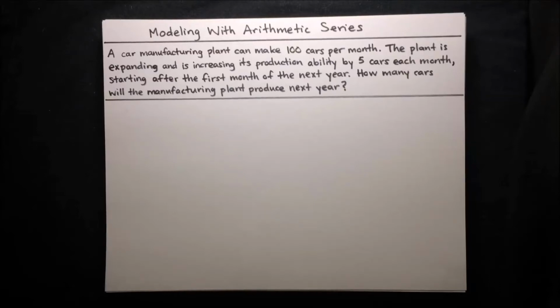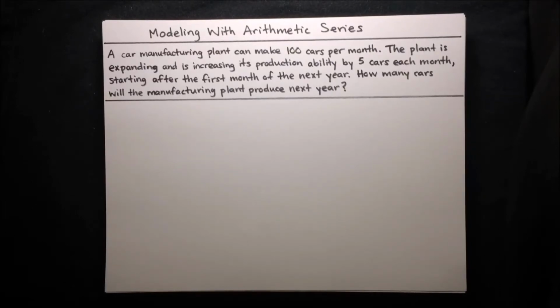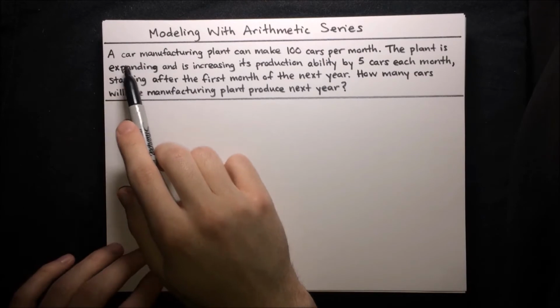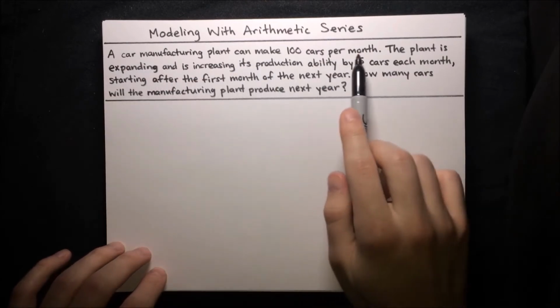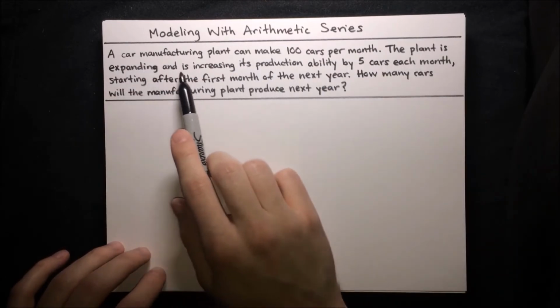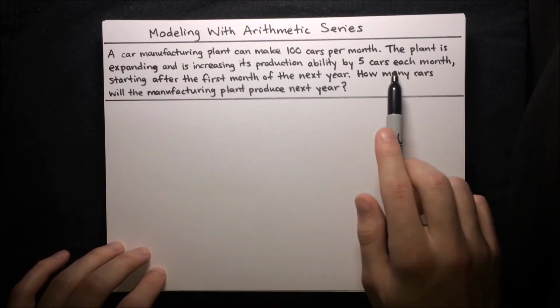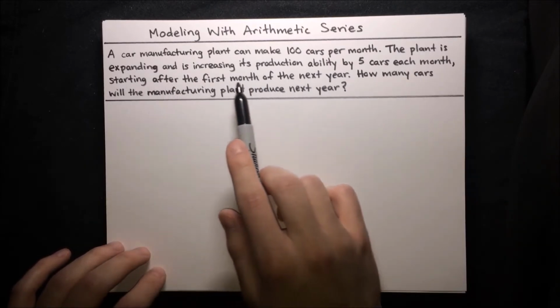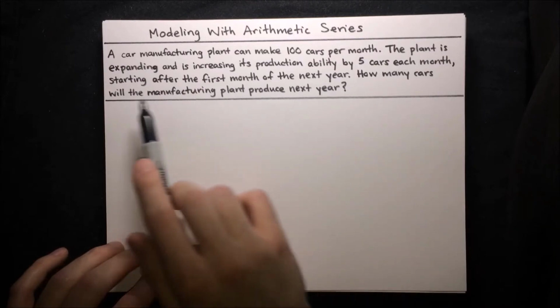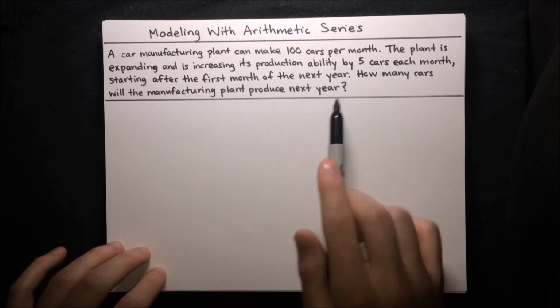In this video, I'm going to show you how to model with arithmetic series. Here's our first question. A car manufacturing plant can make 100 cars per month. The plant is expanding and is increasing its production ability by 5 cars each month, starting after the first month of the next year. How many cars will the manufacturing plant produce next year?